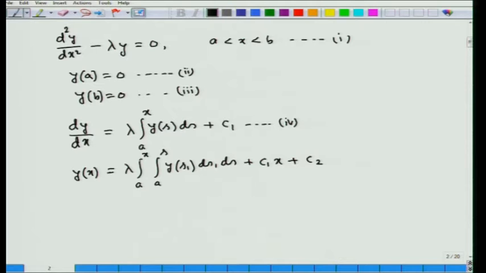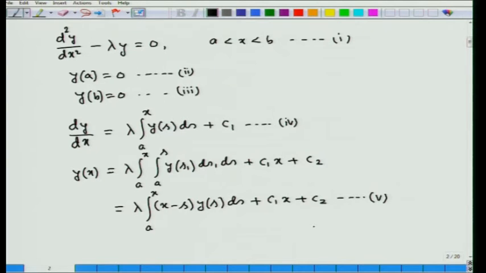Now, this repeated integral can be converted into a single integral. You can recall the formula for the generalized replacement lemma. Using the generalized replacement lemma, or by interchanging the order of integration, you will get this result: integral a to x x minus s y s ds plus c1 x plus c2, call it 5. This last expression we get from the previous one by applying the generalized replacement lemma.